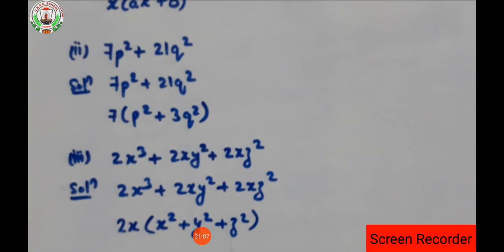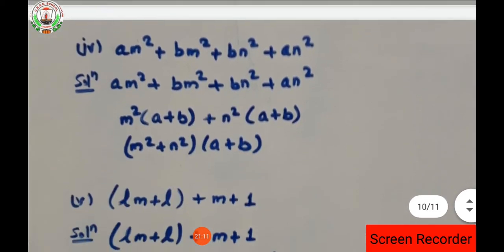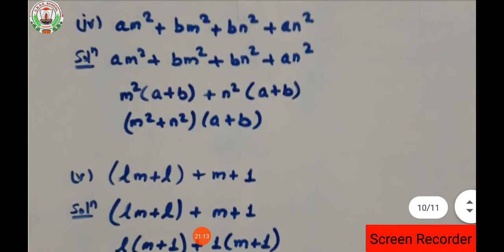x square plus y square plus z square into 2x. Now you will say, teacher, why can't we use the identity over here? So dear students, we can't use the identity here because the question is not in the form of identity itself.